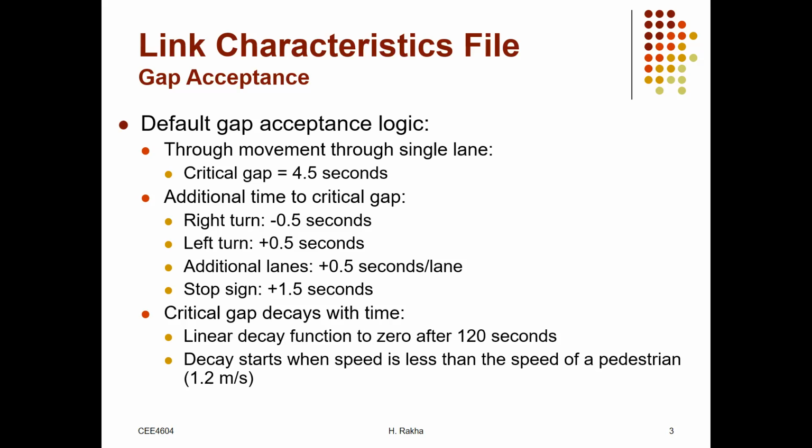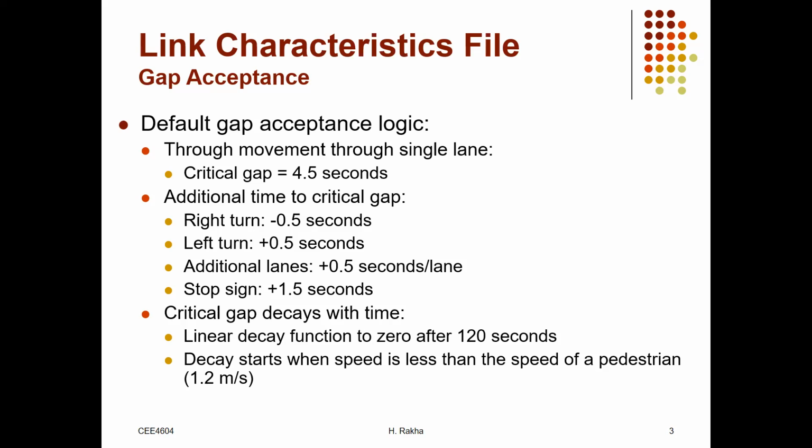And so basically it will be looking for a gap of 4.5 seconds. If the gap is less than 4.5 seconds, it's going to reject that gap. If it is 4.5 or greater, then it will accept that gap and will move to try to cross the intersection. So those are the defaults in INTEGRATION. For a right turn, you decrease that 4.5 seconds by 0.5 seconds, which is based on empirical data. So basically the right turn on red is going to be searching for a gap of 4 seconds.